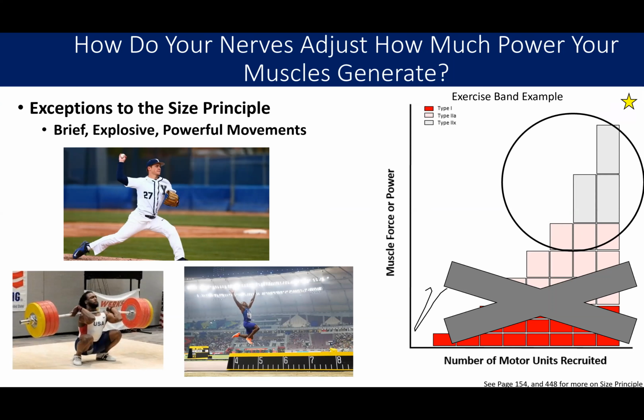But in very explosive events, something like a baseball pitch or a power clean that lasts less than a second, through practice and neural learning, you can learn how to send IPSPs, inhibitory potentials, to those small motor units, which are also slower to contract. The actin and myosin are slow. You can learn how to inhibit those so that you can just recruit these big ones that are super fast.